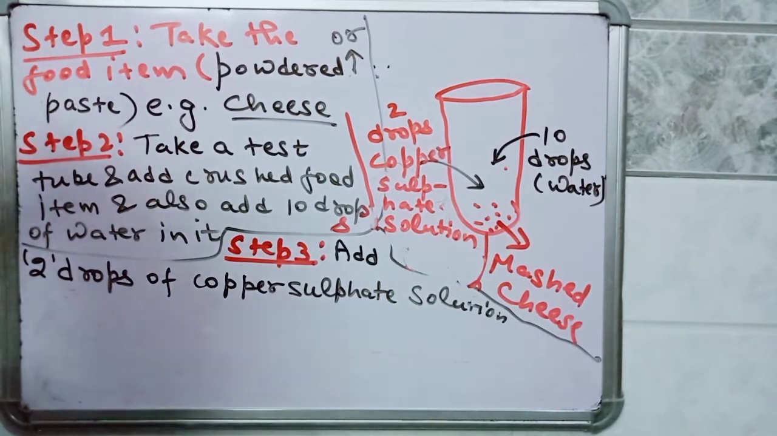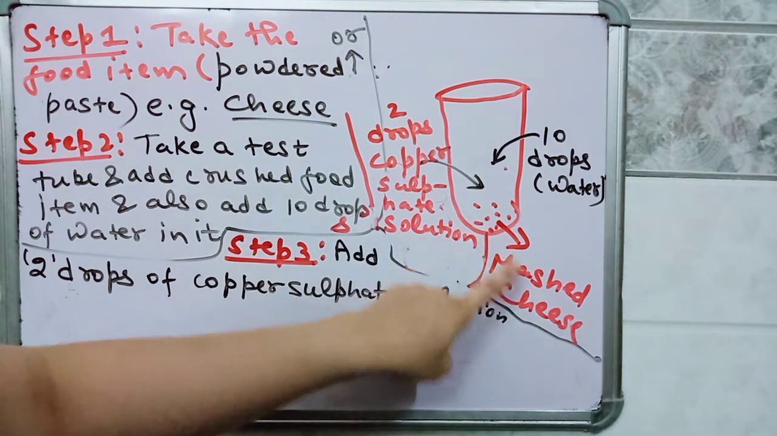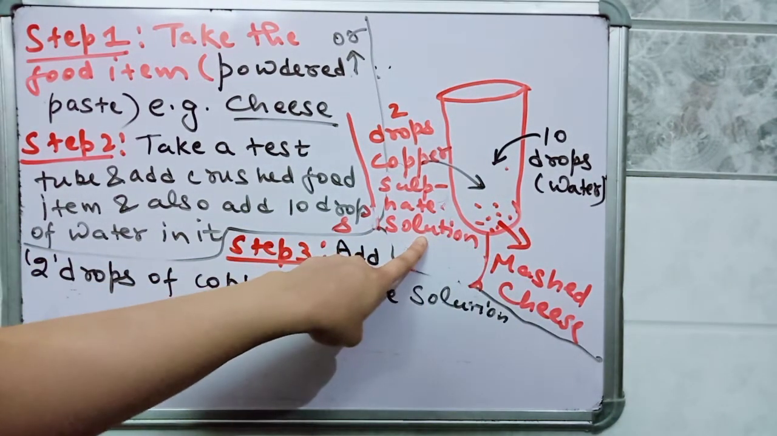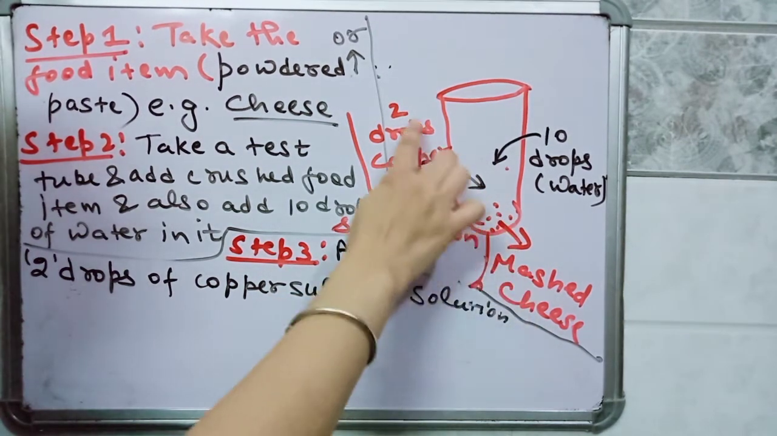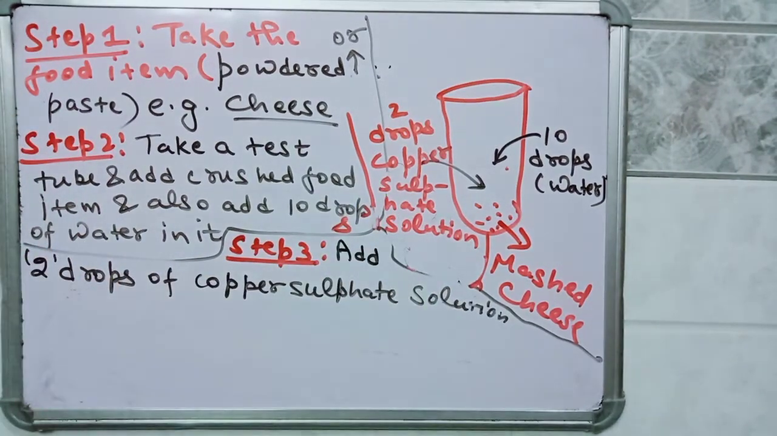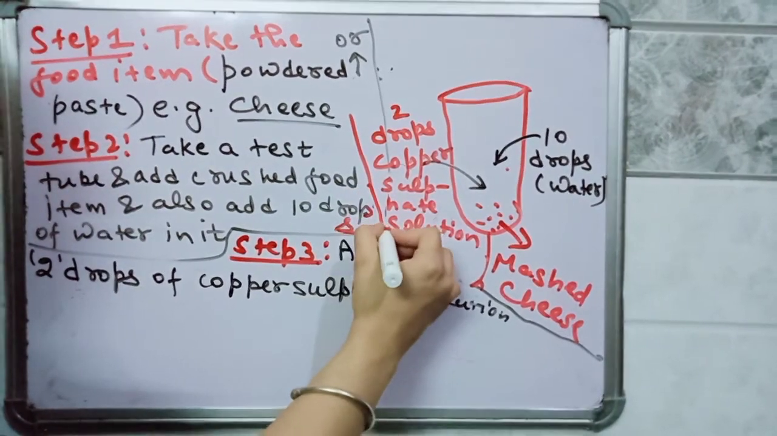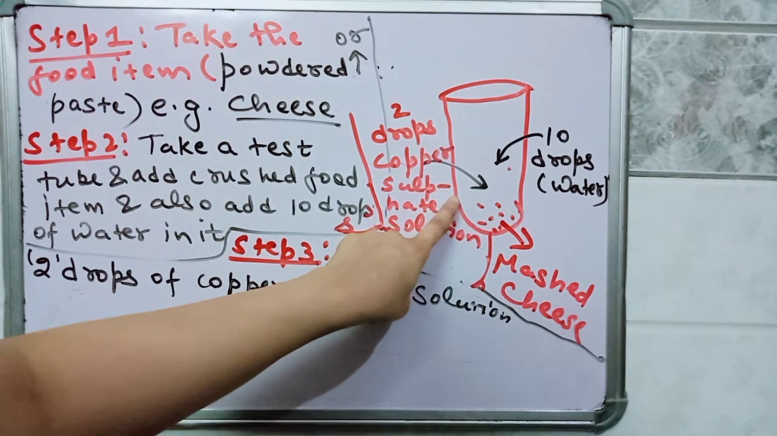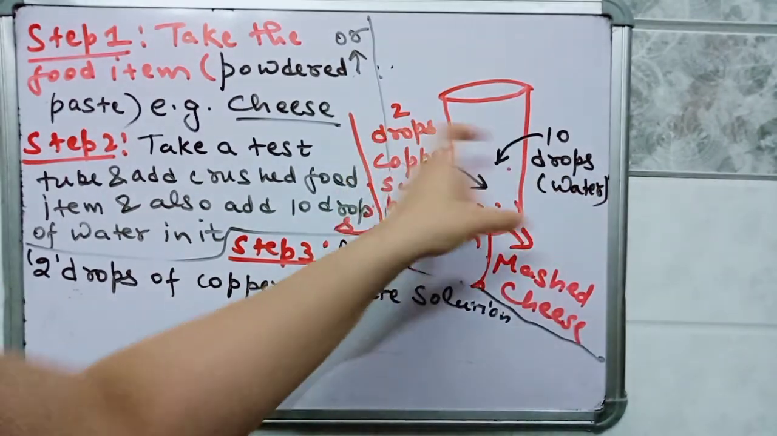Add 2 drops of copper sulfate solution in the same test tube in which mashed cheese is present and 10 drops of water is present. Then shake this test tube very well so that all these compounds mix very well with each other.